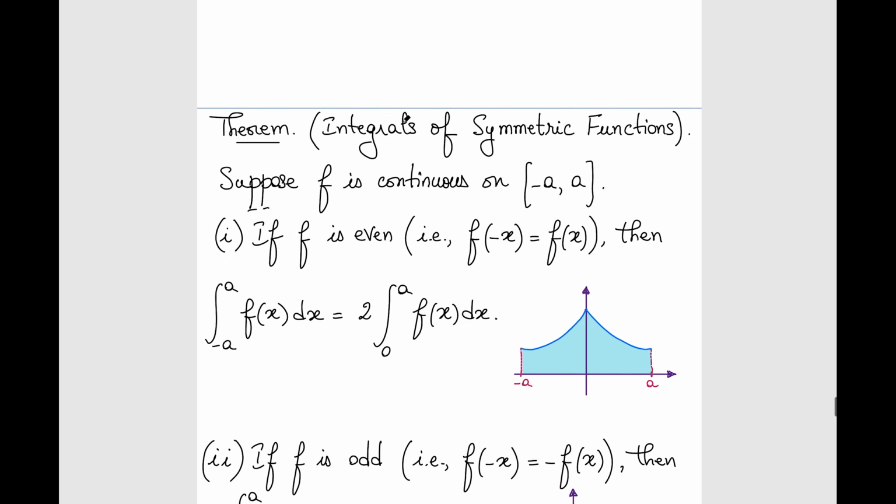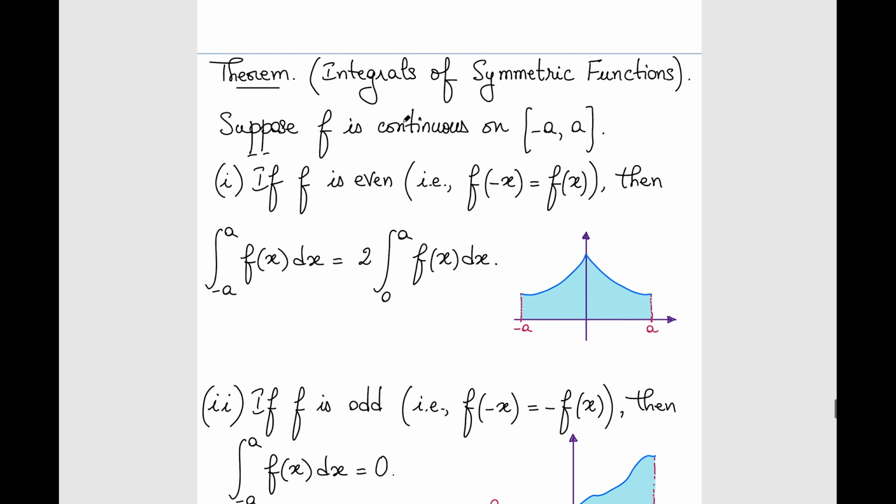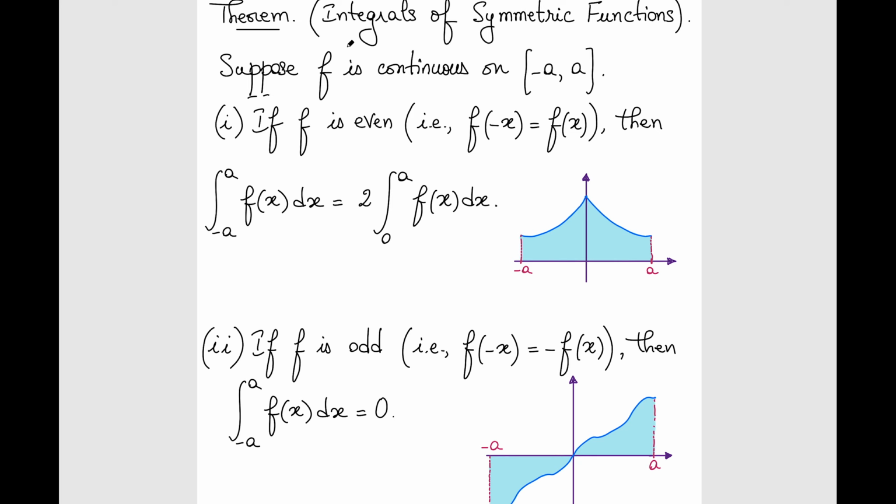The last concept in this section is a theorem. Let's read it. Integrals of symmetric functions. Suppose f is a continuous function on the symmetric set minus a to a. If f is an even function, which algebraically means f of negative x is equal to f of x for all x in the domain, and geometrically means that the function is symmetric with respect to the y-axis. It doesn't have to be above the x-axis all the time, but it's symmetric with respect to the y-axis.